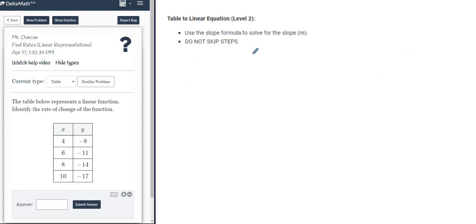Let's go to the last set. Our last type of example we'll need for today is dealing with a table of values. The table below represents a linear function. Identify the rate of change of the function. We did do this on the last couple days, so I'm just going to review with you. Our formula for slope is y sub 2 minus y sub 1 over x sub 2 minus x sub 1. Out of this table of values, we simply have to identify 2 points and plug them into the formula.